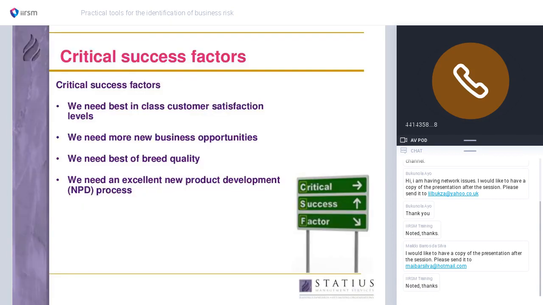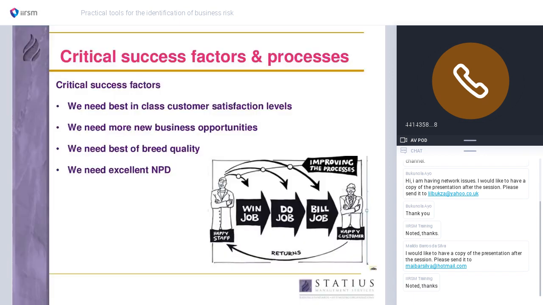In the example we have here, we've identified 7 critical success factors, but for reasons of brevity, we've only reproduced 4 on this slide. We need best-in-class customer satisfaction levels. We need more business opportunities. We need best-of-breed quality, and we need excellent new product development. We then need to assess the CSFs against key company processes.